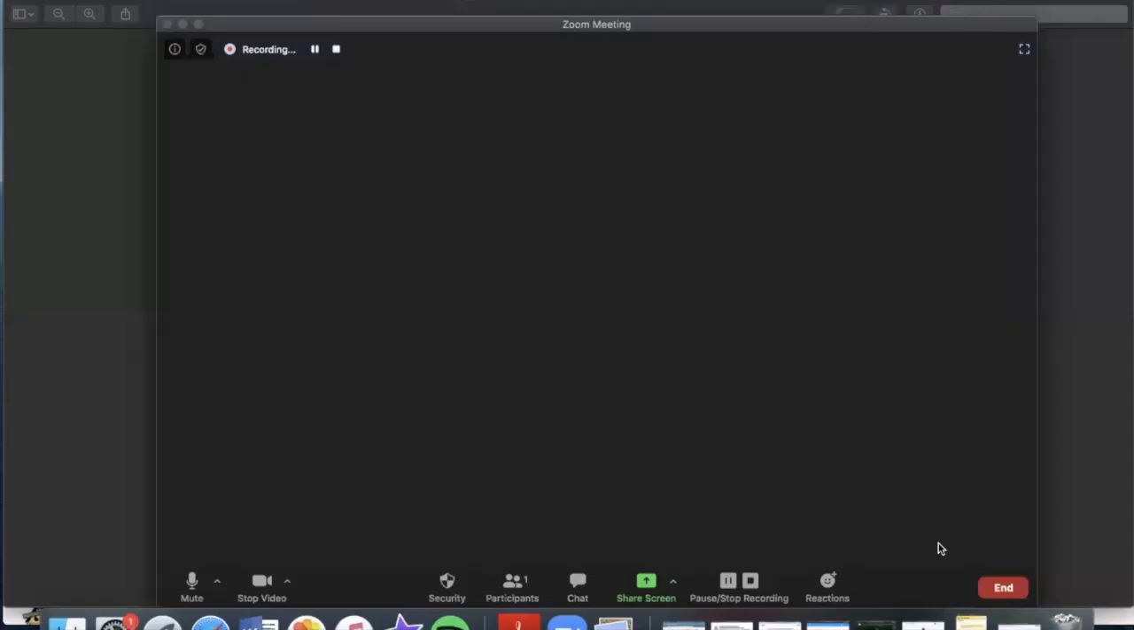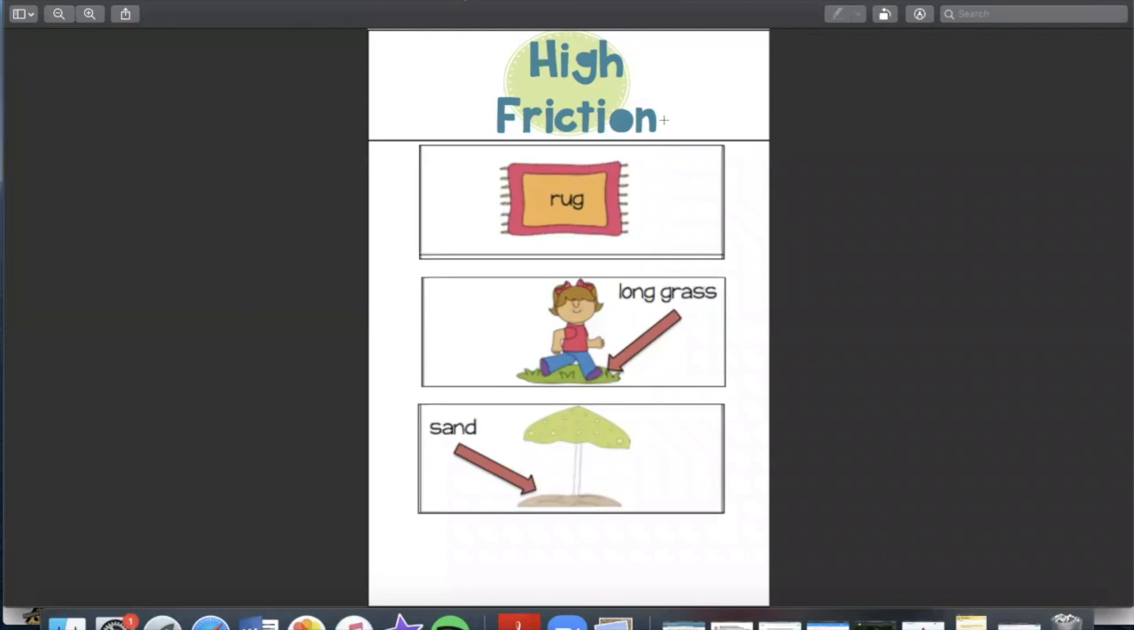And let's go back to the pictures that we sorted last week real quick, just to give us a quick reminder. So some high friction surfaces would be a rug, right? When you sit down on a rug, you don't slide all over the place, you just stay put because there's high friction. Same thing with the long grass and the girl running, there's high friction. And finally, sand. Sand is a surface that is going to create a lot of friction.